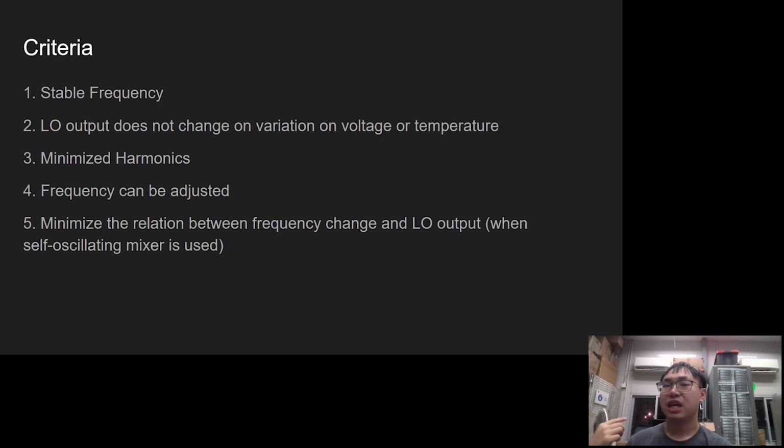Frequency can be adjusted. Yes. You don't want to just emit at one frequency. Sometimes, for example, your frequency is being occupied and you want to change the frequency. That's why you have to add a variable capacitor or antenna tuner to help tune your frequency. Oh, we have to talk about ANT now, and we want to minimize the relationship between frequency change and LO output. Okay. This is all the criteria.